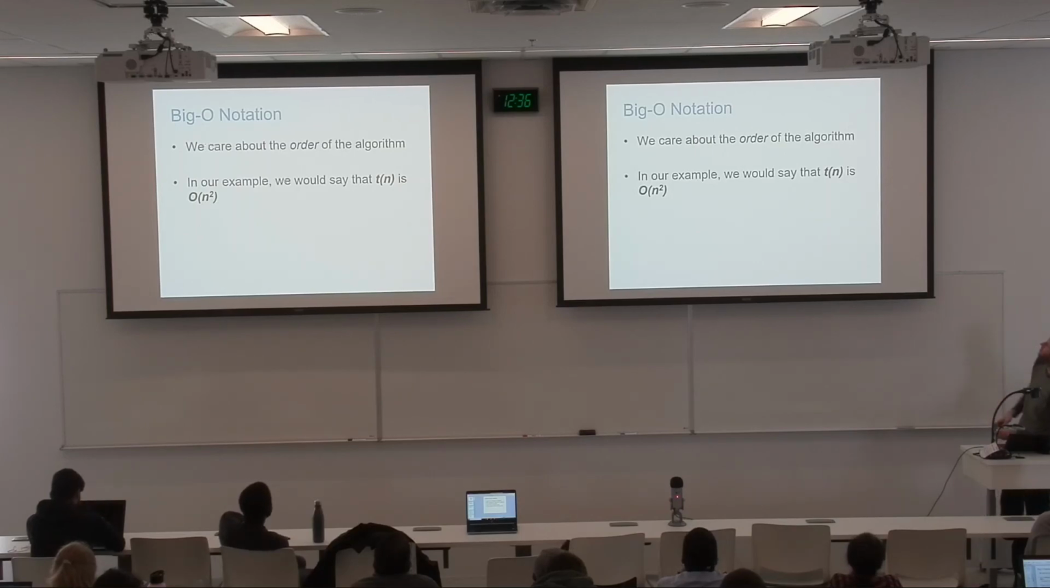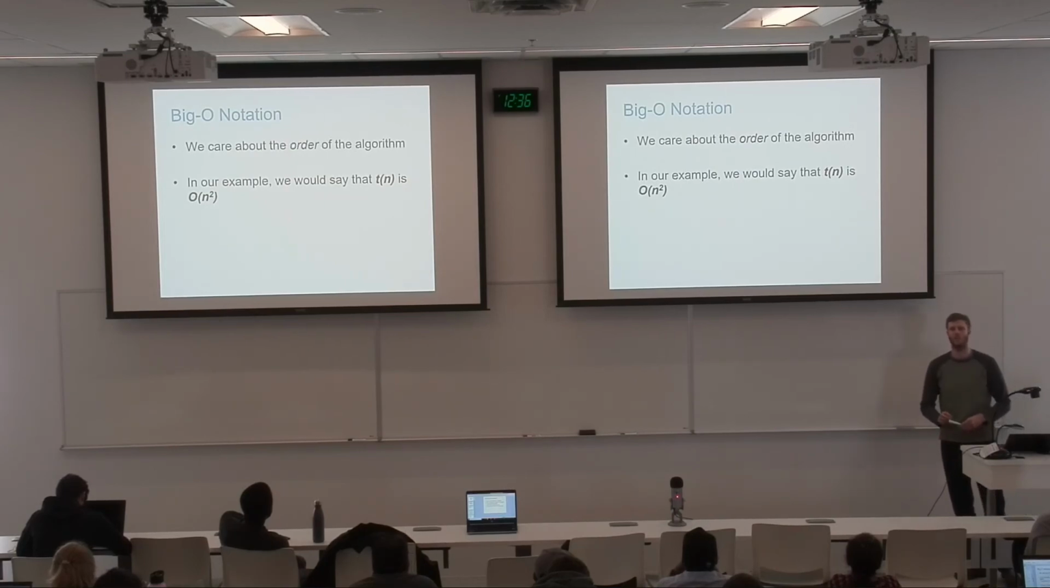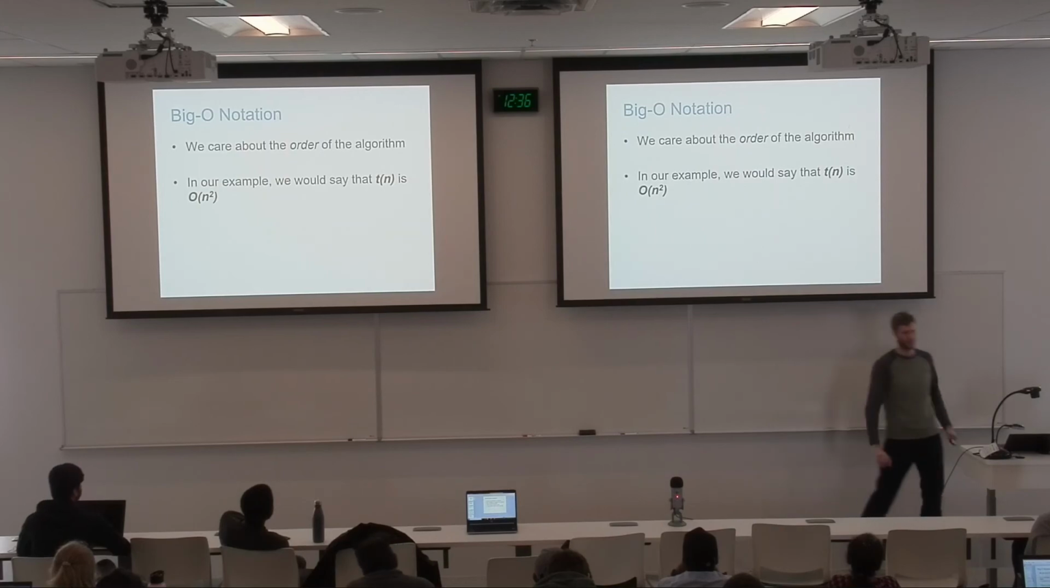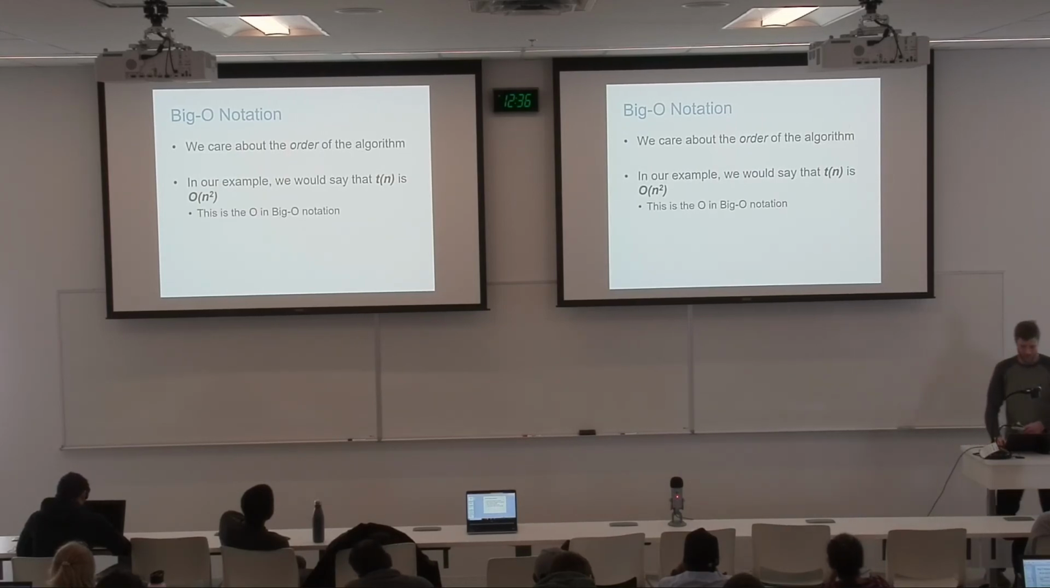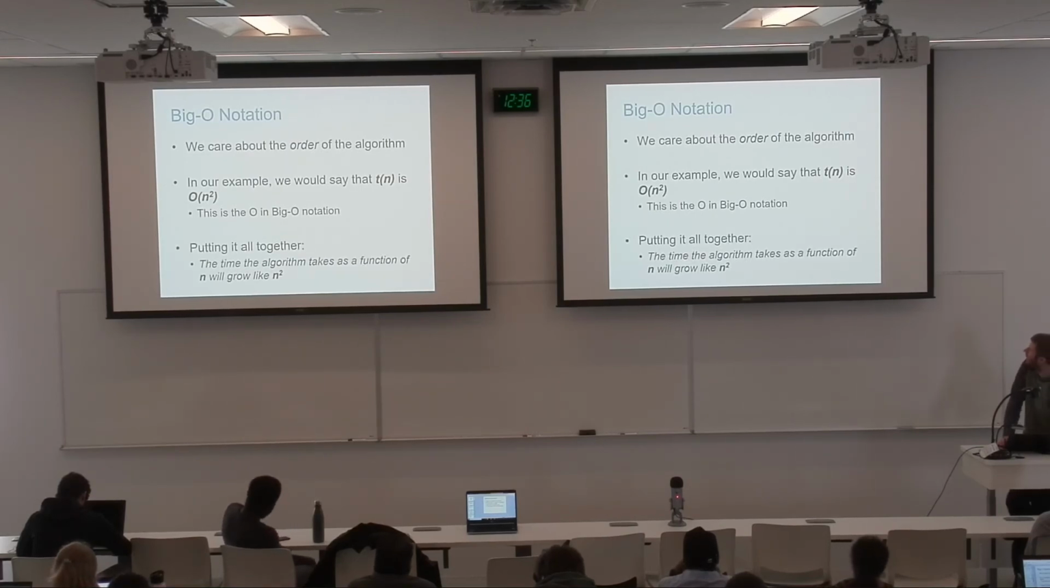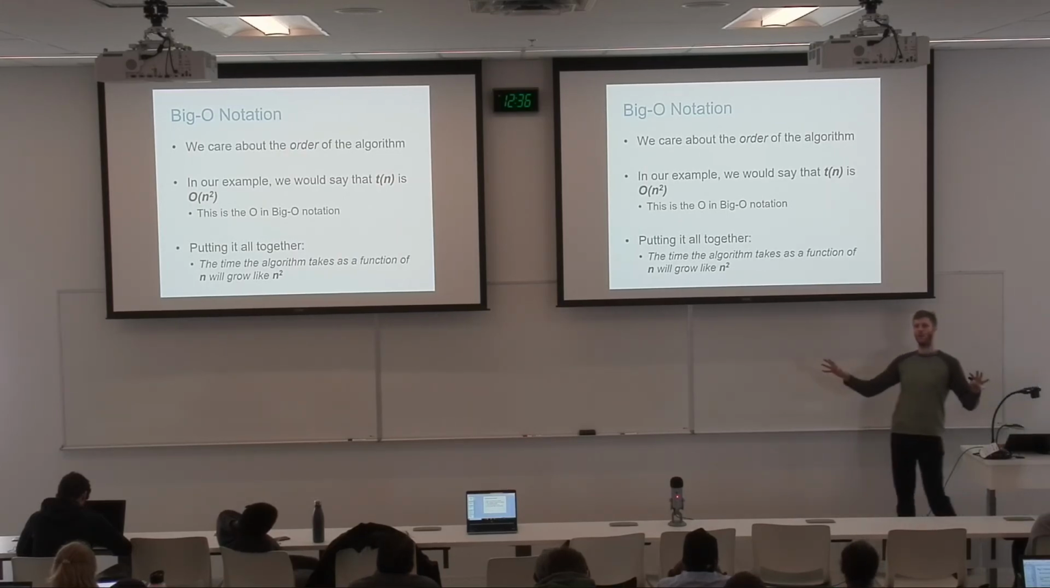So in our example of T of n, we would say order n squared. Big O, n squared. Worst case scenario type stuff. This is the O in big O notation. So putting it all together, the time the algorithm takes as a function of n will grow like n squared for this particular situation. Are there any questions about this?